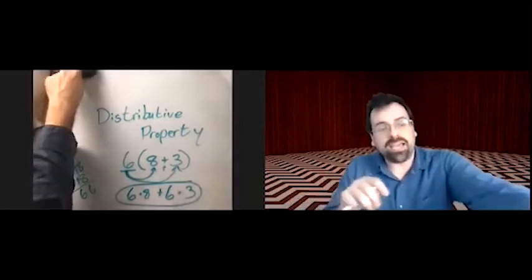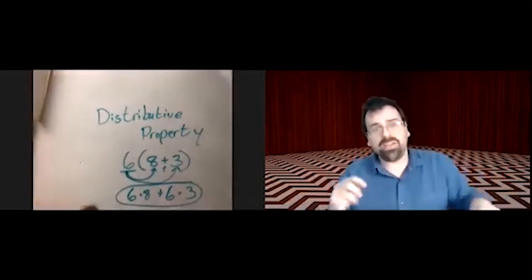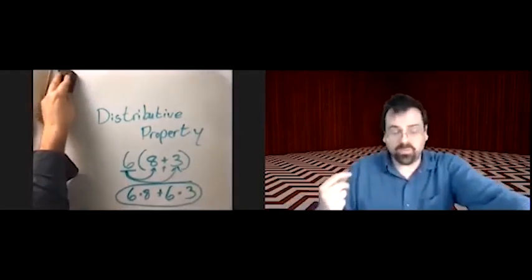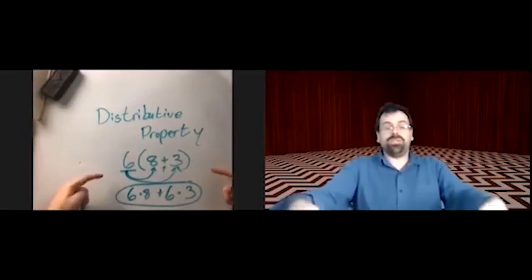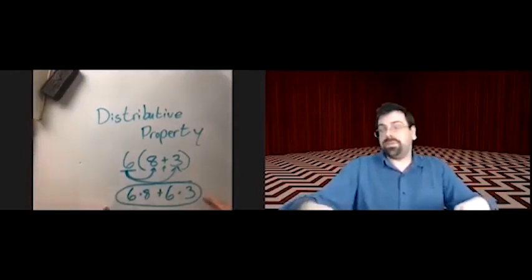But right now, since we actually haven't talked about any multiplication outside of 0 and 1, this is all we're doing with the distributive property. We're just rewriting it from this form to this form.